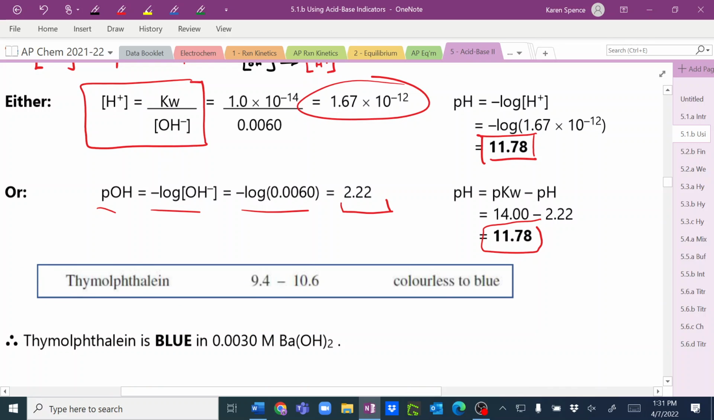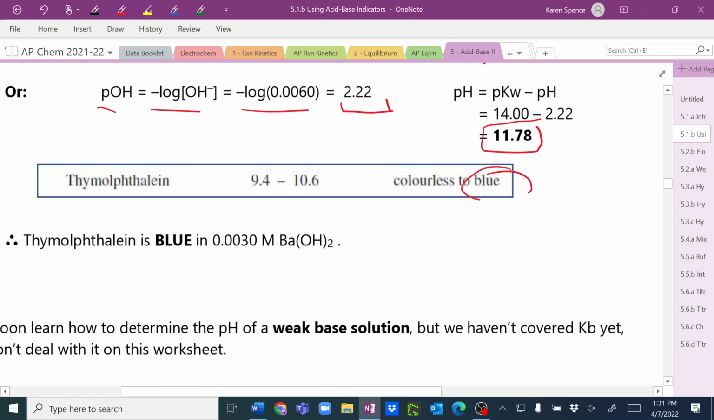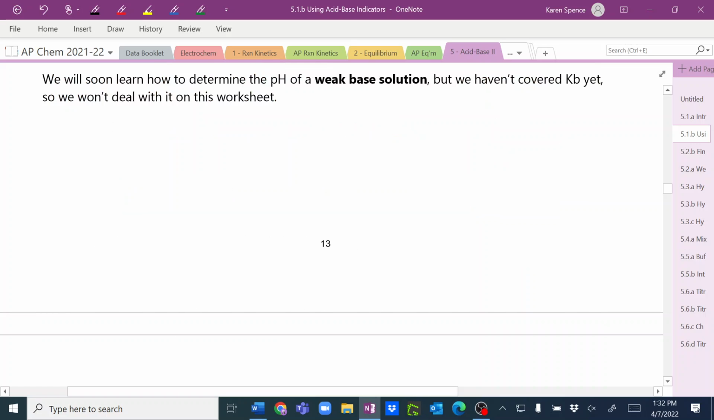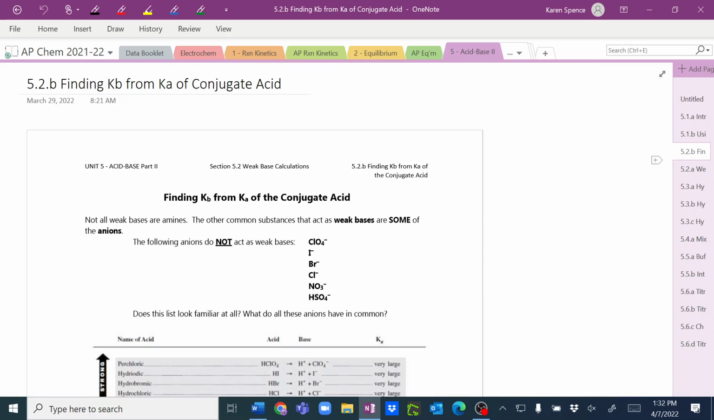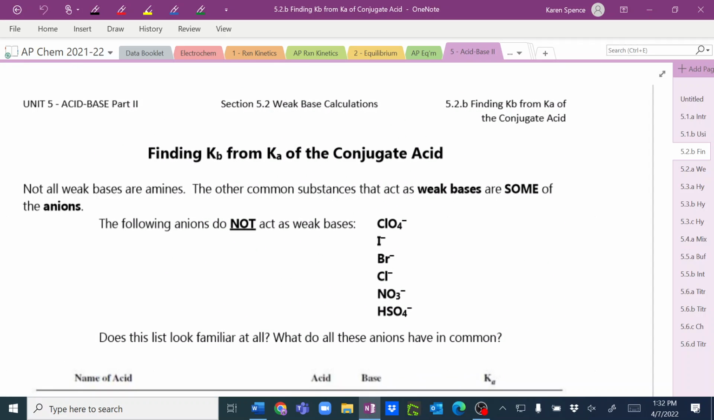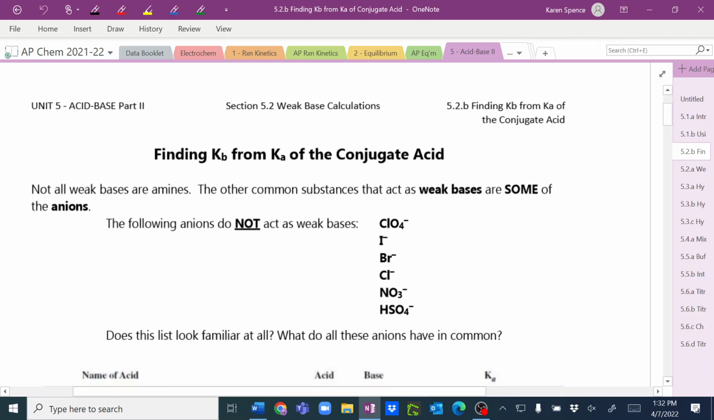Thymolphthalein at 11.78 would be blue. We will soon learn how to determine the pH of a weak base solution, but we haven't covered Kb yet, so we won't deal with it on this worksheet, okay? We're going to do this one and then we're going to break and then we'll come back. Yes, because this is actually super, super easy.